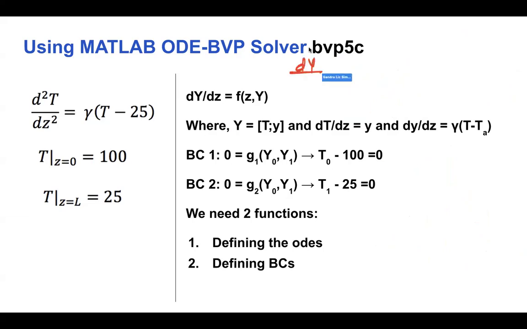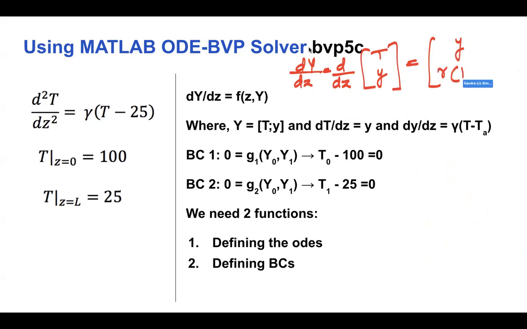Finally, what we'll have is an equation like this: dY/dz will be equal to d/dz of a column vector which has temperature and small letter y. Here we have dT/dz equal to small letter y, and dy/dz is nothing but gamma times (T minus 25). Okay, so this is what we start with.